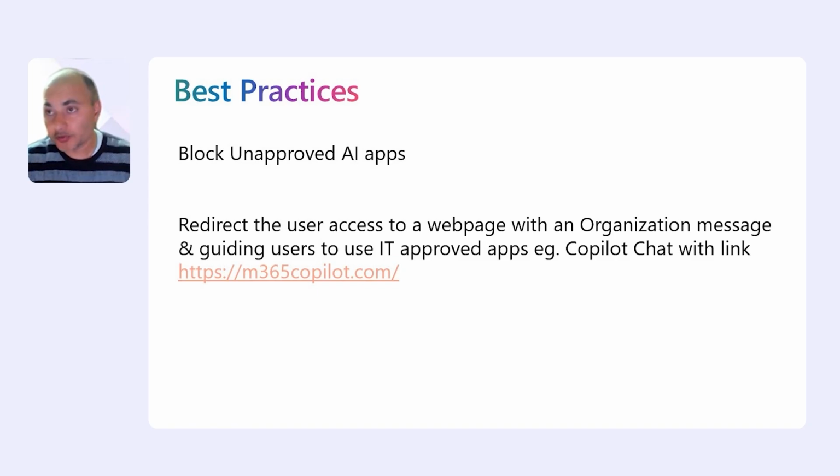So whenever users were typing in the address of a consumer AI app, they were redirected to an organization message page. The message page clearly guided users that this is not an IT approved tool and you may risk losing organizational sensitive data. And that's where the alternate link was provided, which was Microsoft 365 Copilot.com as an approved IT app, which is protected with our enterprise data protection.